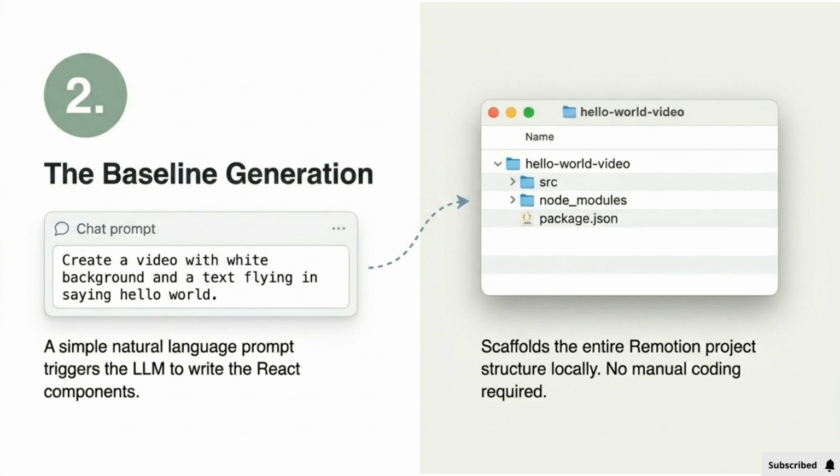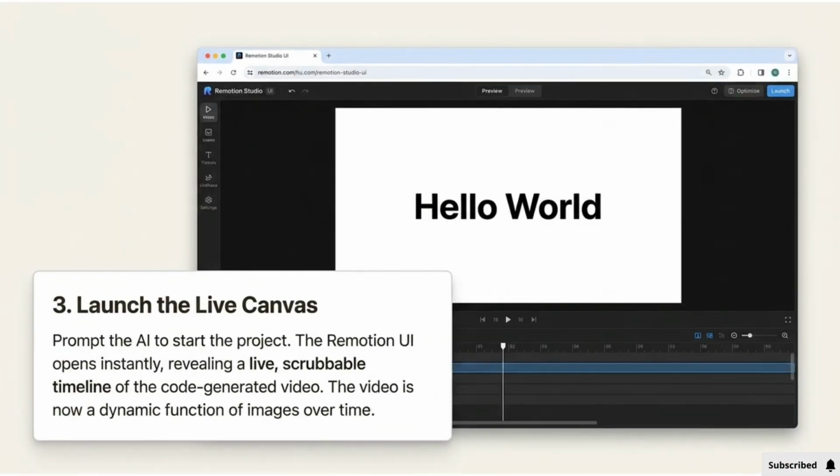Next, generate a baseline with a simple natural language prompt, such as create a video with a white background and a text flying in saying hello world. This scaffolds the entire project structure without manual coding. Prompt the AI to start the project and launch the live canvas.